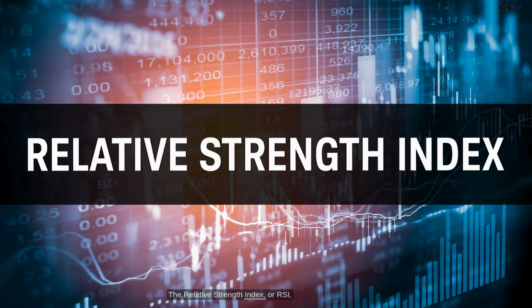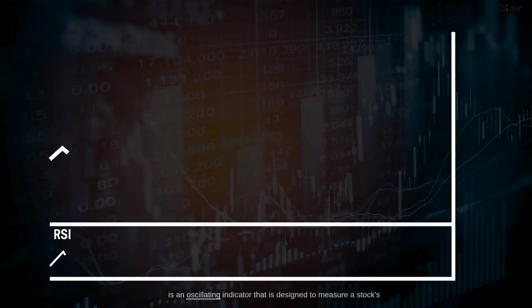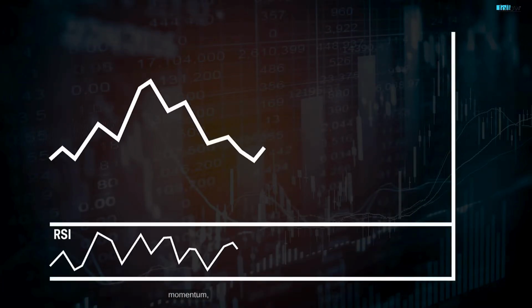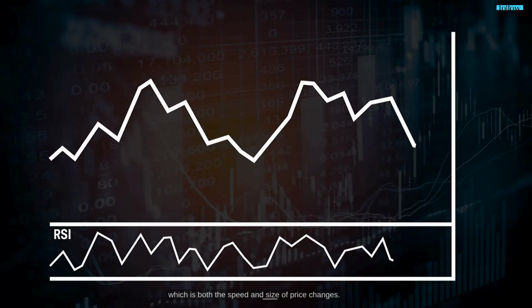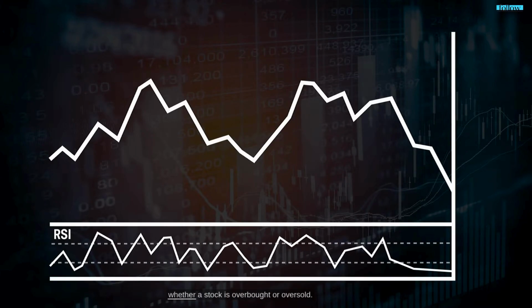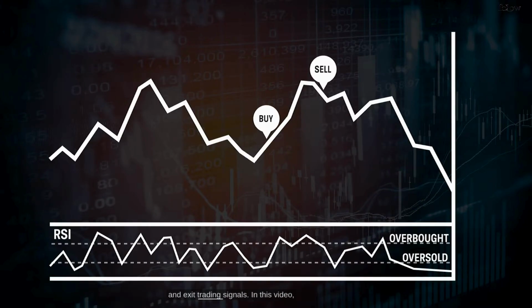The Relative Strength Index, or RSI, is an oscillating indicator that is designed to measure a stock's momentum, which is both the speed and size of price changes. Many investors use this indicator to help identify whether a stock is overbought or oversold. Using this information could help determine potential entry and exit trading signals.